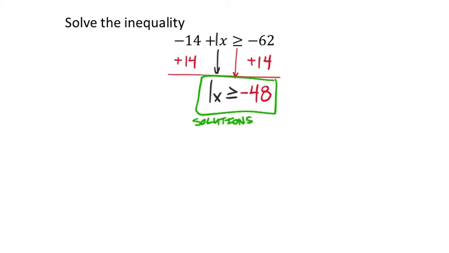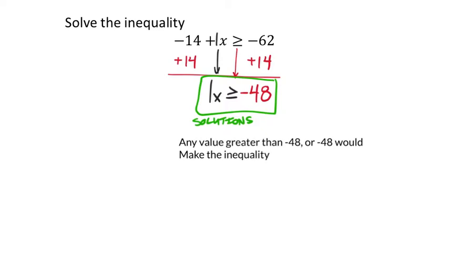Really, I should put solutions, because we're communicating right now that, and I guess this is really how this would read, any value for x, well, any value greater than negative 48 or negative 48, would make the inequality true, okay? So think about this. Any value greater than negative 48 or negative 48 would make the inequality true.